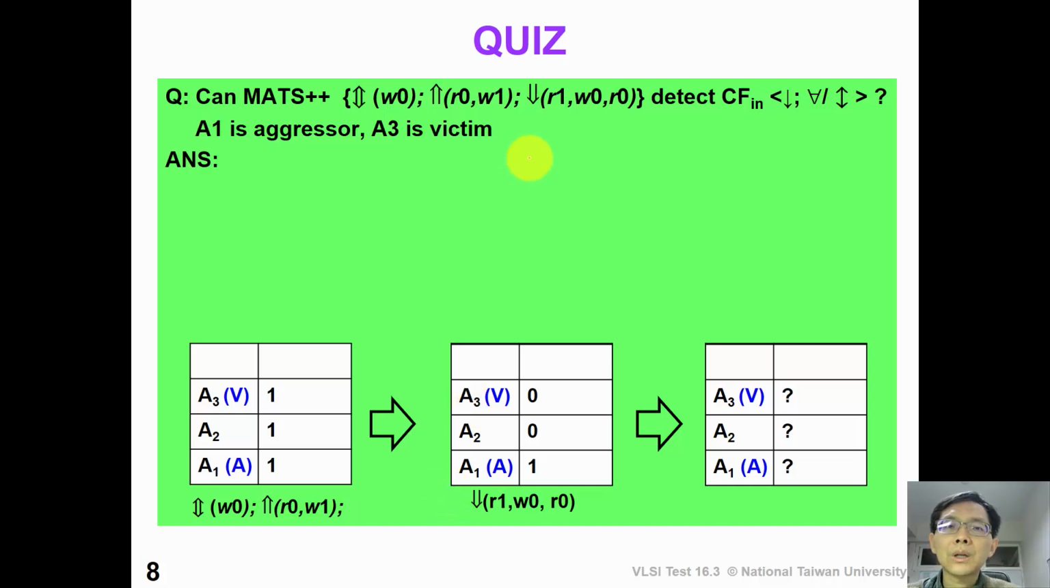Now it's time for you to work on this quiz. Given this MemTest algorithm, can we detect the inversion coupling fault? The inversion coupling fault means that when the aggressor is having a falling transition, the victim cell would be flipped. In this quiz, suppose that address A1 is the aggressor and A3 is the victim. Now please fill in these question marks and answer this question. Now please pause your video.